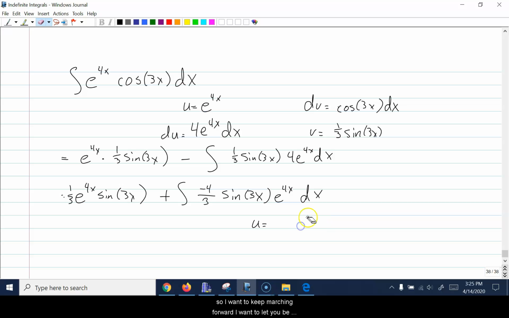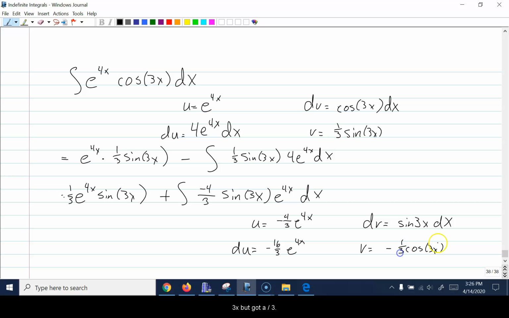I want to let u be the part that came from the old u. Here that'll be the e to the 4x part. Let's stick the constant on there too. Let's make it negative 4/3 e to the 4x. dv is everything else, sine 3x dx. du is now the derivative of that. It'll be e to the 4x multiplied by 4, which gives us negative 16/3. V will be the integral of sine 3x. That'll be negative cosine 3x, but gotta divide by 3. This thing has a dx on it.